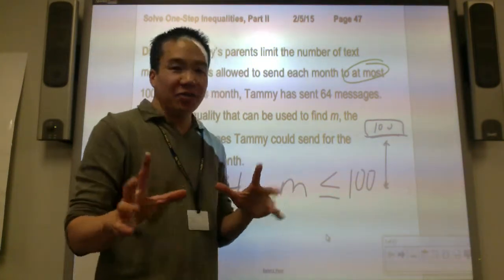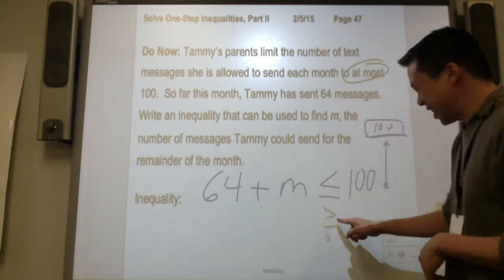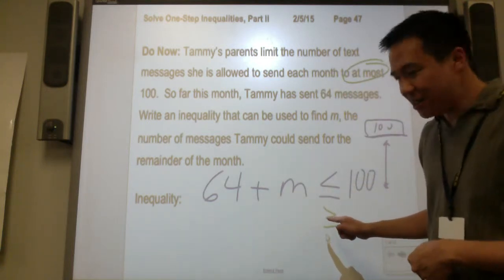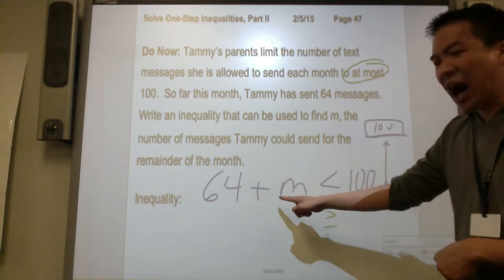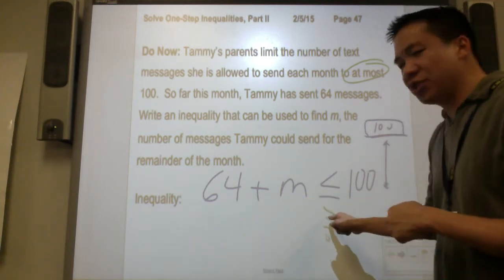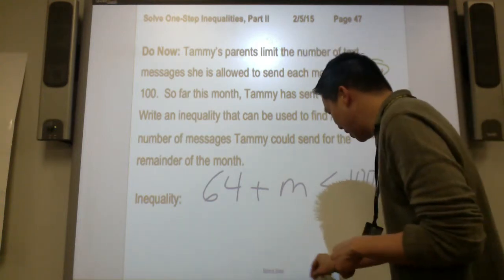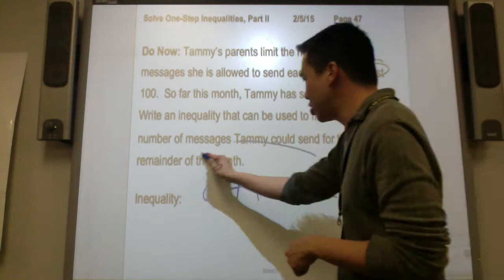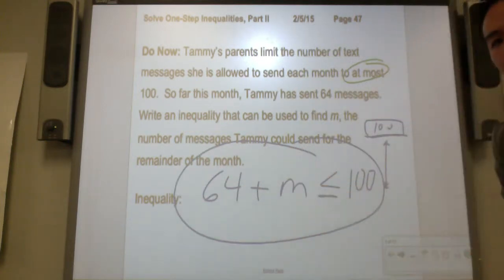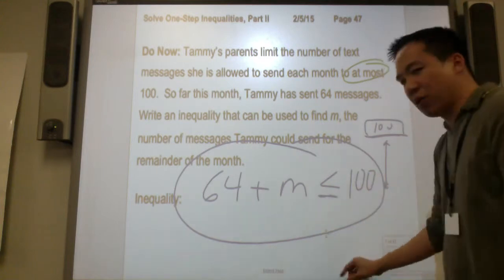I'll be honest, I almost got confused too. I did it this way, and I realized that if I had done it this way, that's at least. That means she can send higher than 100, and her parents would be telling her, I want you to send more than 100, because you need to get more friends. So this one is at most. Here is our inequality: 64 plus M is less than or equal to 100.